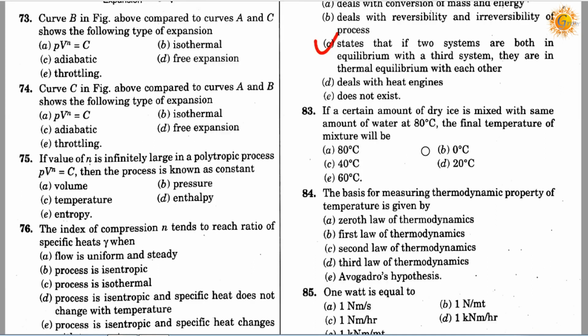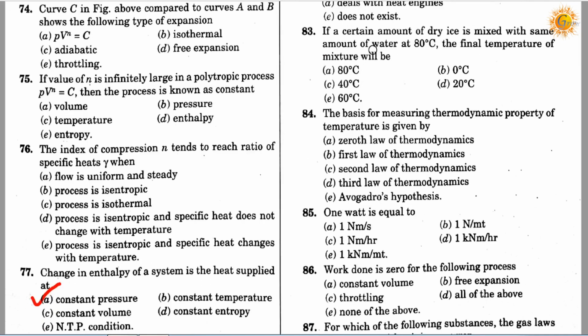Question number 83. If a certain amount of dry ice is mixed with the same amount of water at 80 degrees centigrade, the final temperature of the mixture will be option A 80 degrees centigrade, option B 0 degrees centigrade, option C 40 degrees centigrade, option D 20 degrees centigrade, option E 60 degrees centigrade. So the correct answer is B, it will be 0 degrees centigrade.